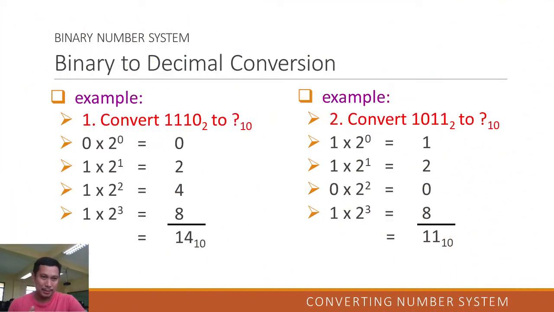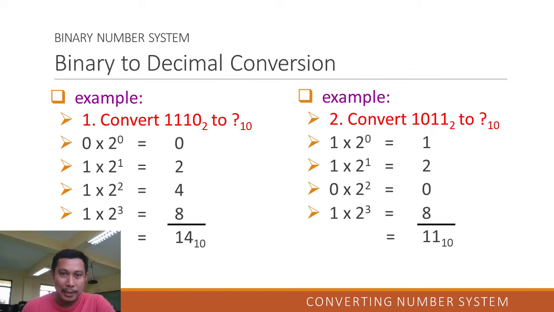Now let's proceed. Converting binary to decimal. How do you convert binary to decimal? So let's take a look at this example here. First example is, how do you convert 1110 to decimal? This 1110 here is a binary number. You convert that into decimal. How do you do that?